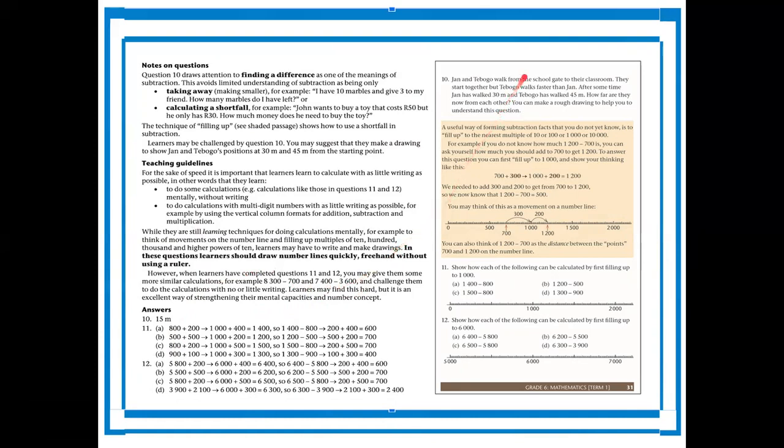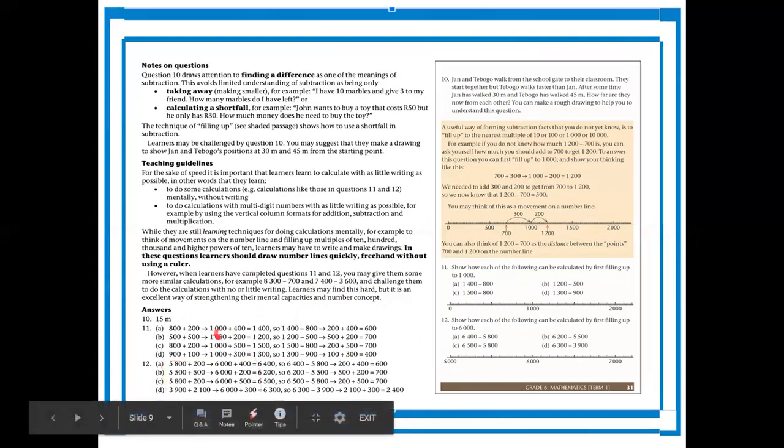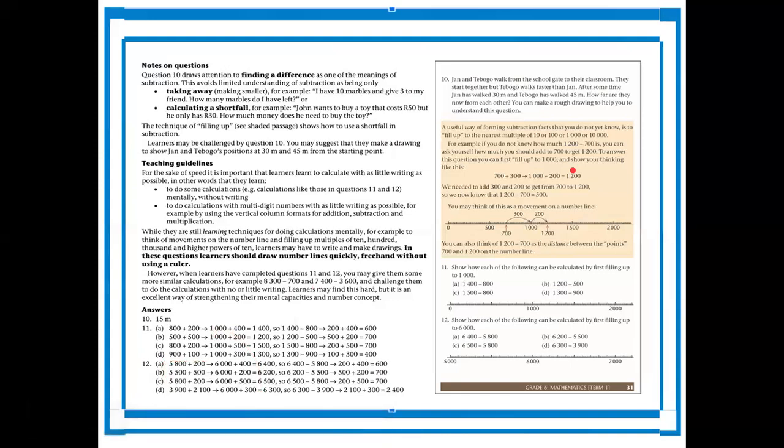Okay, so here we have questions 10, 11, and 12, and the answers on this side. I'll read through the shaded passage with you. A useful way of forming subtraction facts that you do not know yet is to fill up to the nearest multiple of 10 or 100 or 1,000 or 10,000. For example, if you do not know how much 1,200 minus 700 is, you can ask yourself, how much should you add to 700 to get 1,200? To answer this question, you can first fill up to 1,000 and show your thinking like this.